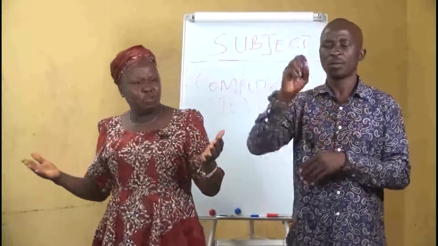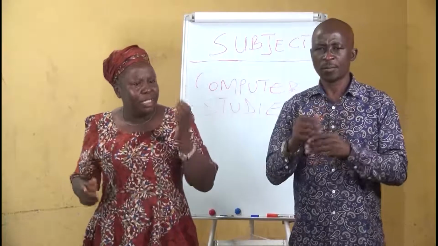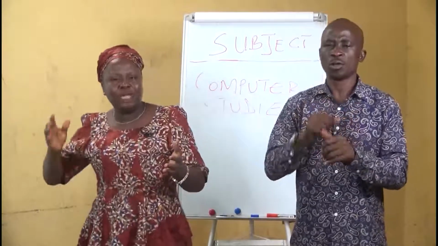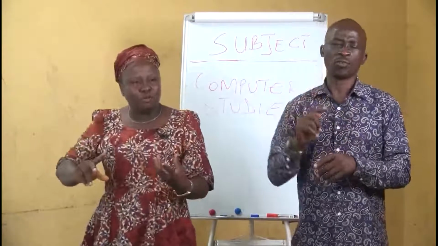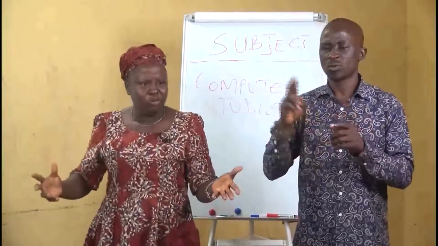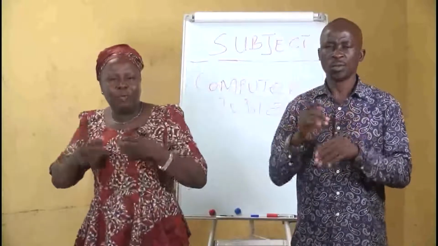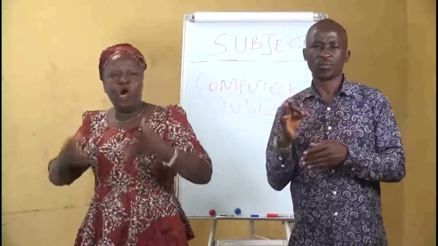What do we understand by system software, learners? This is a computer software that is designed to operate the computer hardware, which can be your printer, which can be your monitor, and to provide and maintain a platform for running application software. In this sense, I'm telling you that without system software, there is no way you can run your application software successfully. Because application software is based on the particular need or desire of a user.